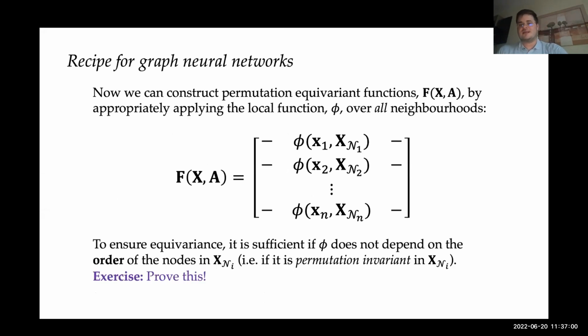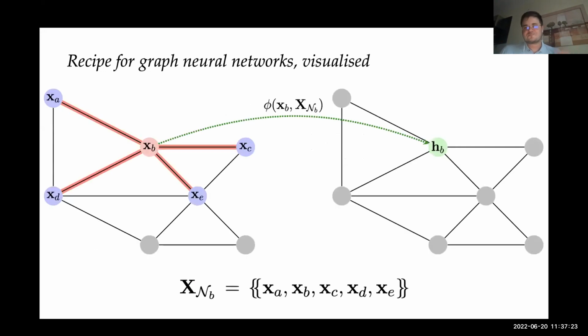We can then apply this function in a distributed manner on all the neighborhoods of a graph, and stack the results in an updated node feature matrix. So long as this function is invariant to the order of the neighbors, the whole function will be equivariant across the graph permutation symmetry. And it's a fun exercise to prove this. It's just a simple algebraic manipulation.